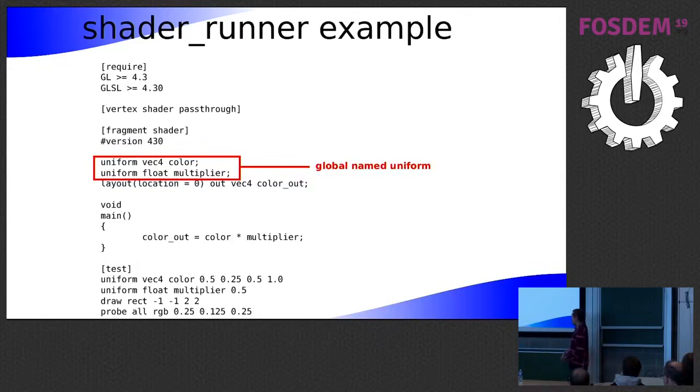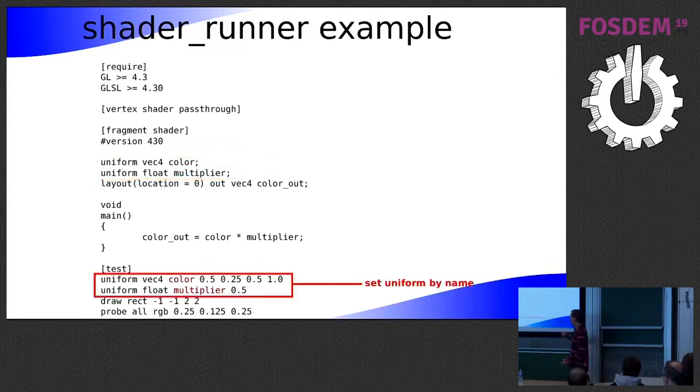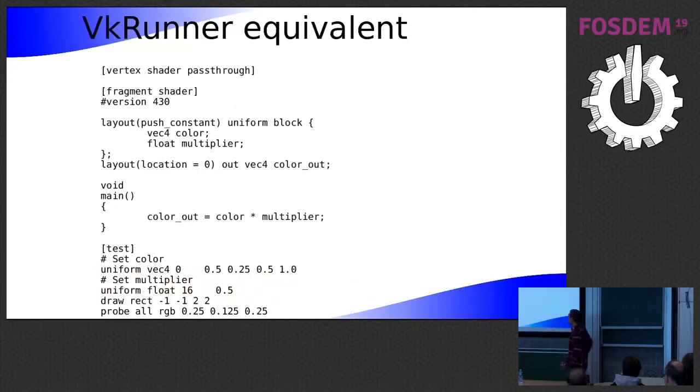So they're just in some sort of magic global namespace, and the driver is expected to put them somewhere. And they have names. And in the test commands, you can use the actual name you had there to set the value of the uniform. And VkRunner uses the OpenGL API to get those names out. But on Vulkan, that's not possible.